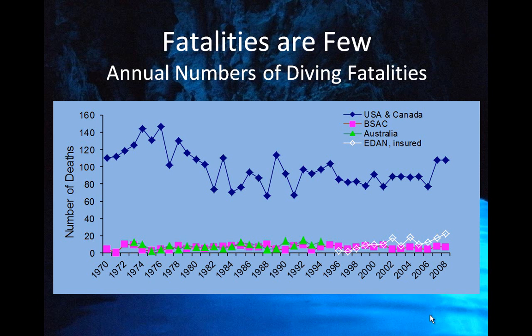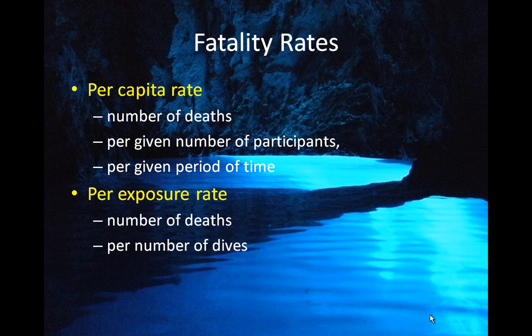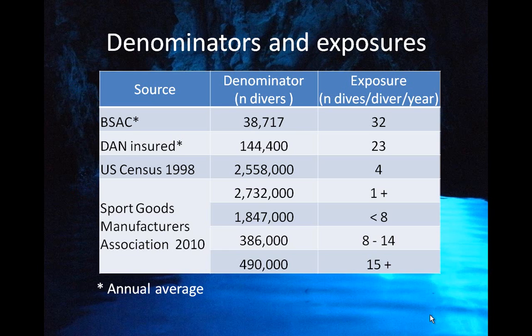If we want to compare between these populations, we need something called rates. These rates give us perspective. They can be a per capita rate or a per exposure rate. When we talk about a per capita rate, we say there is a certain number of deaths in a population of 1 million or whatever, over a given period of time, usually a year, so we have an annual fatality rate per certain number of divers. Or even better, if we have data, we can talk about a per exposure rate: the number of deaths per number of dives. Unfortunately, we rarely have this kind of information.